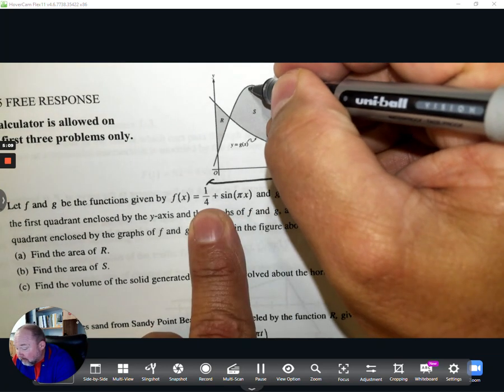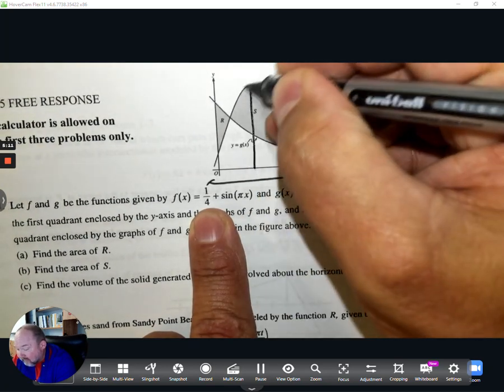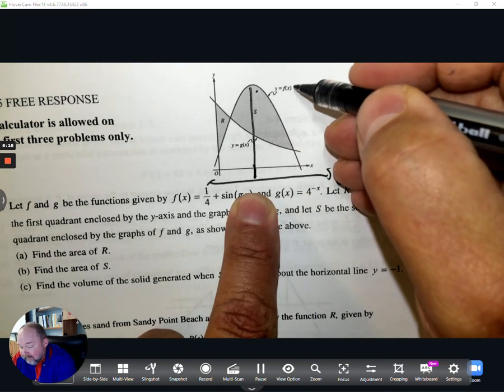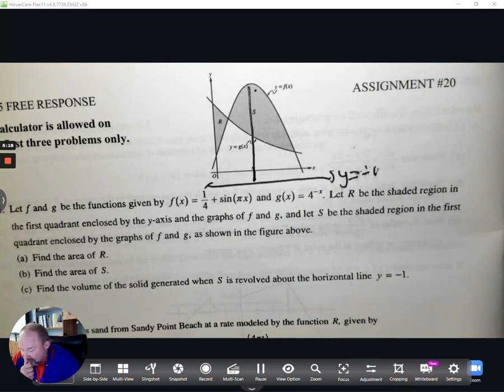So it has two radii. What's the big radius? What's on the top, subtract the bottom, all the way to the bottom. It's f of x subtract negative 1.